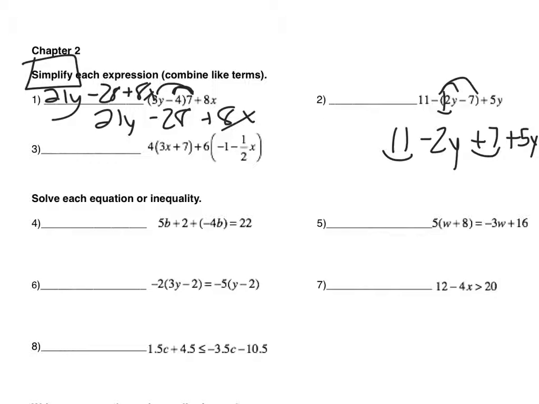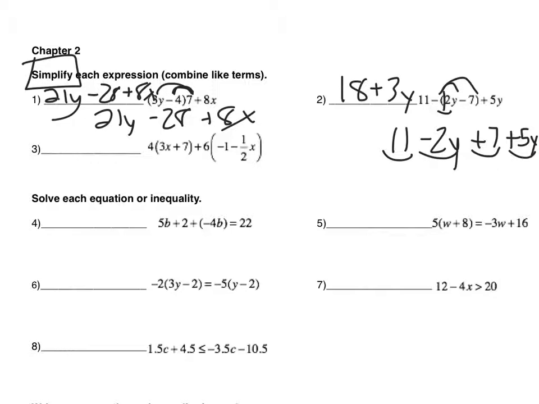11 plus 7 is 18. And then negative 2y plus 5y is plus 3y. Of course, you could have that in the other order as well. 3y plus 18 is the same as 18 plus 3y due to the commutative property.